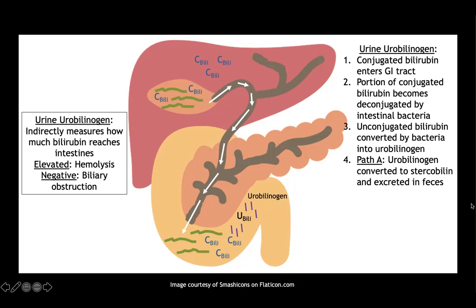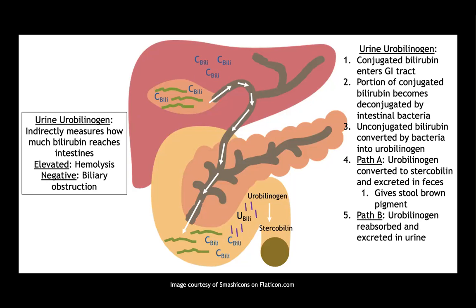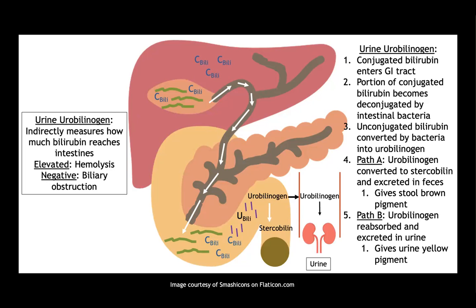So urobilinogen has two pathways. The first pathway is that urobilinogen can be converted into a compound called stercobilin, and this is excreted in the feces. And actually, this is what gives stool its brown pigment. The second pathway that can happen is that urobilinogen can actually be reabsorbed into our body, and then this can be excreted in the urine. And this is what gives our urine its yellow pigment.